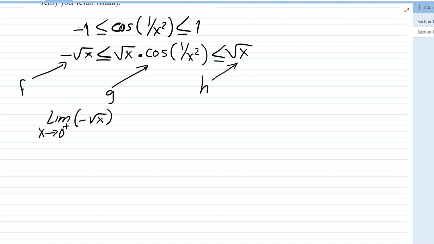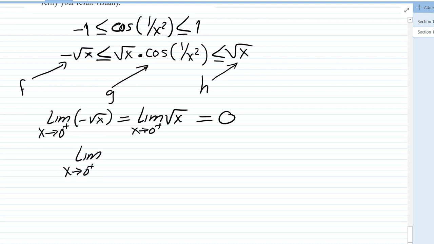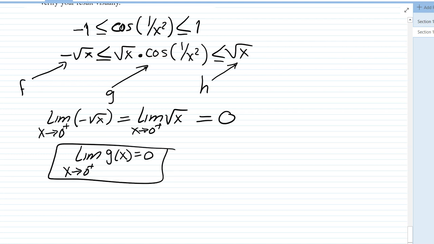So that's going to be the limit of f, and then the limit of g. That's the limit of just square root of x as x goes to 0 from the right. Both of those, when you directly substitute 0, you get 0. And by the Sandwich Theorem, therefore, the limit as x goes to 0 plus of g of x, the original problem, is 0. So you can try it.